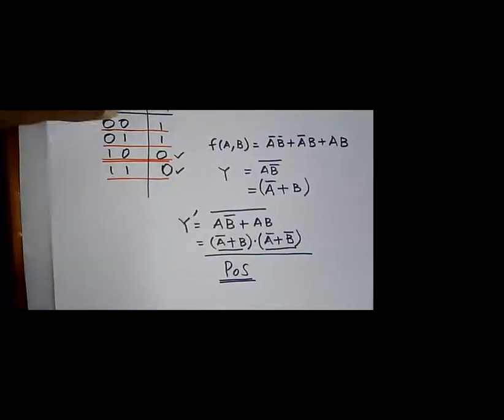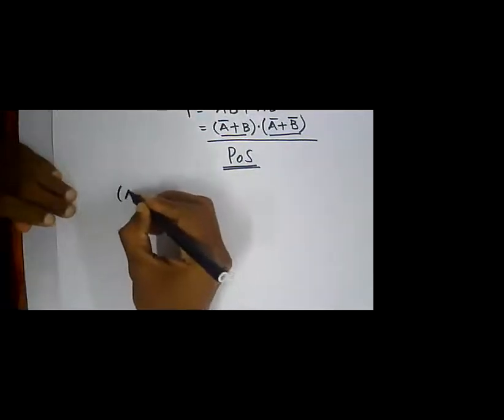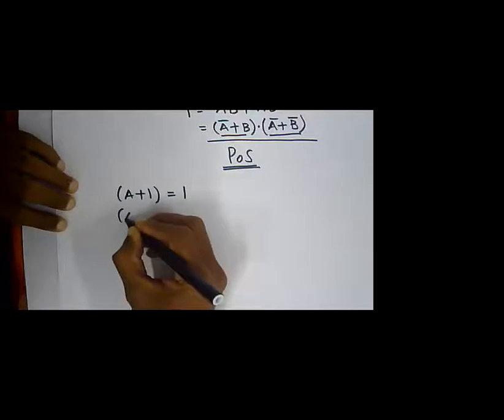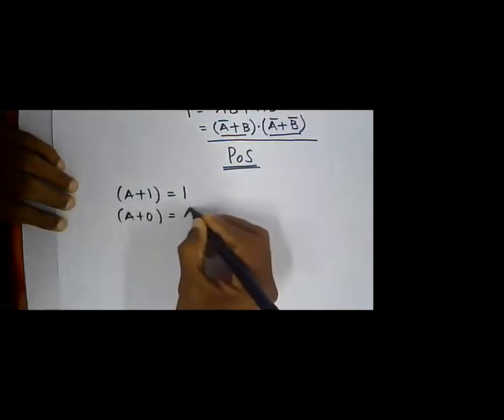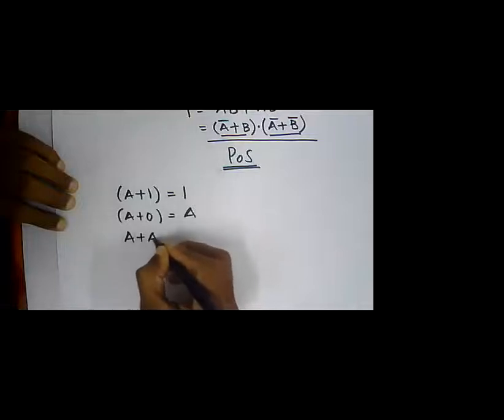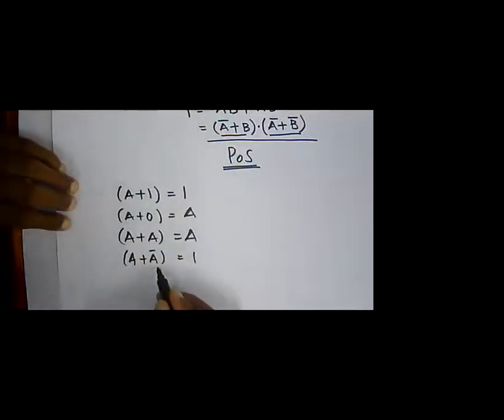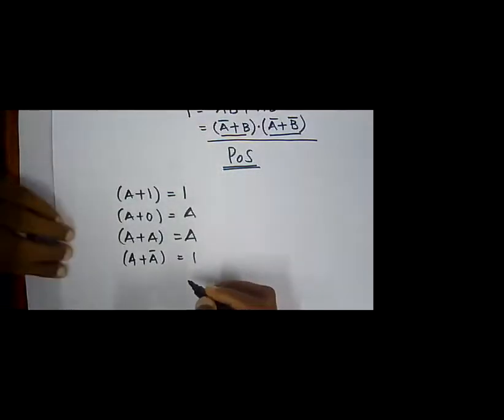Before going into that, I just want to recall a couple of the rules we have seen earlier. So the first one: what is A plus 1? A plus 1 will be 1, and A plus 0 will be A. As I said, A plus A will be A, and A plus A bar will be 1. If A is 1, A bar is 0. If A is 0, A bar will be 1. So 0 plus 1 or 1 plus 0, both will give you 1.